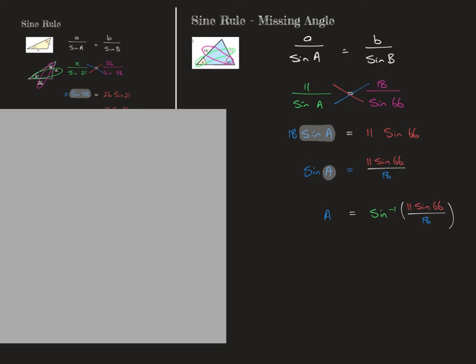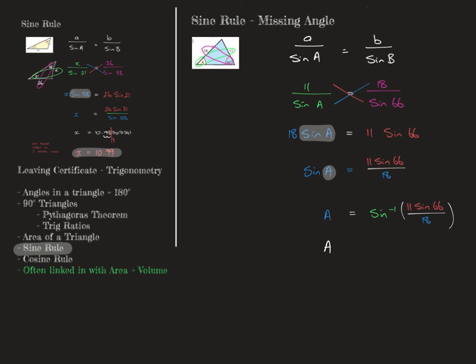So I fill that in there. 33.936. So A will be equal to 33.93677821.